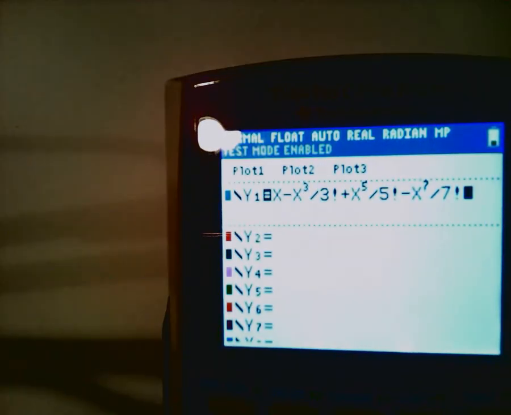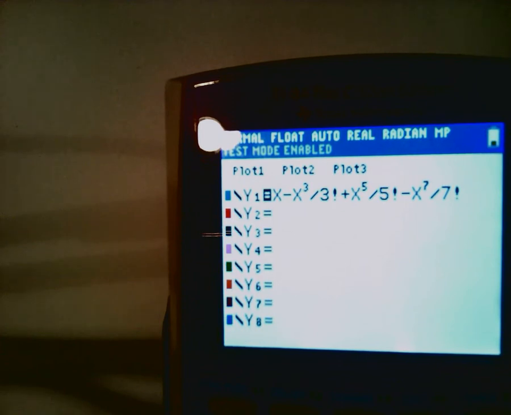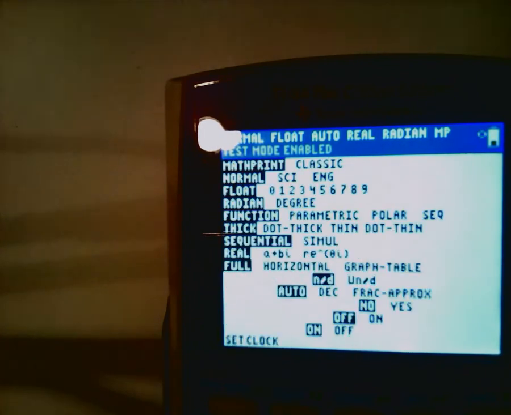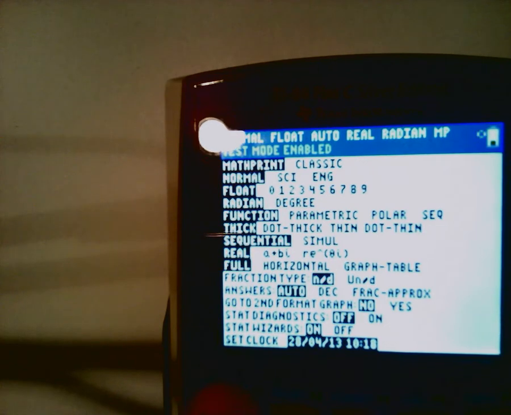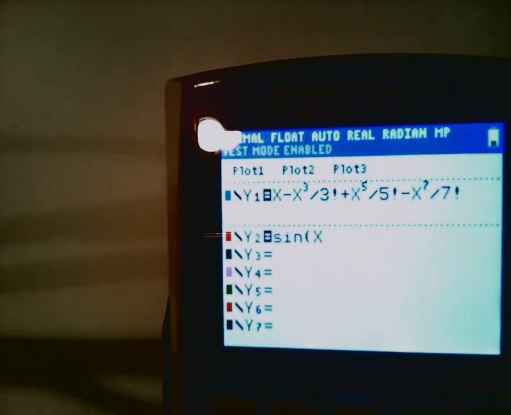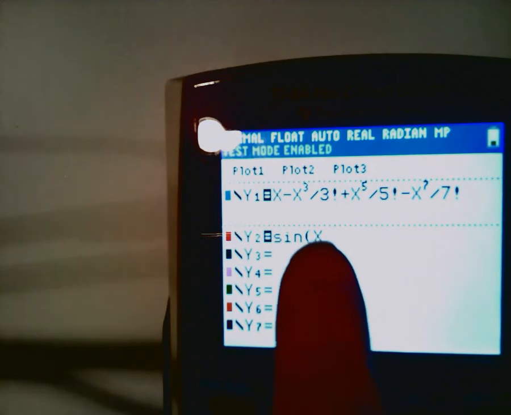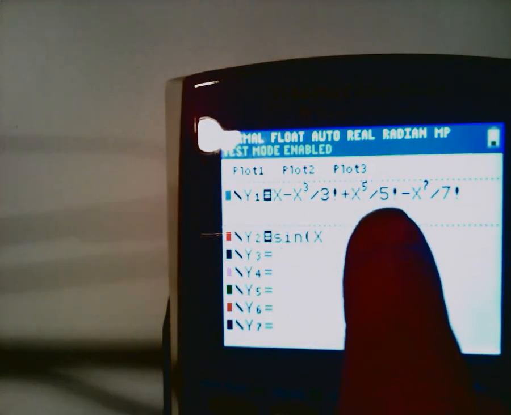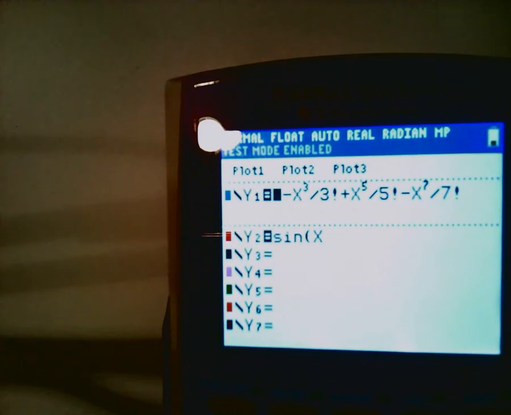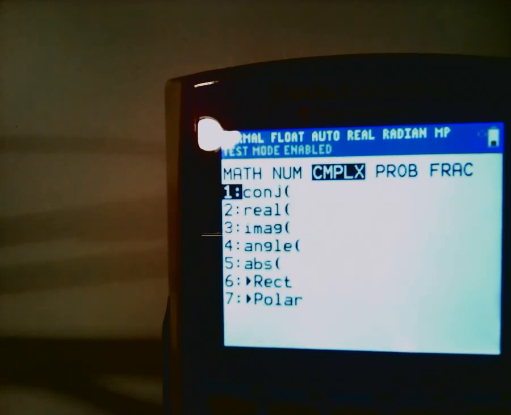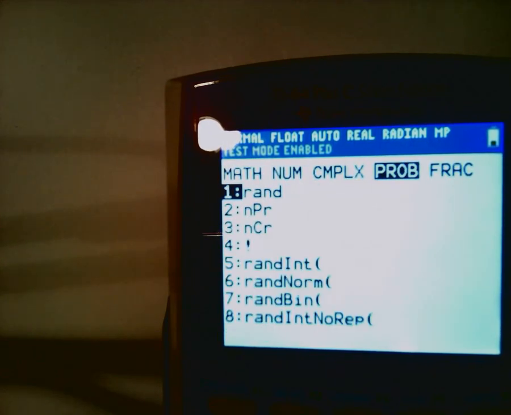Okay, so for instance, with sine x, let me make sure I'm in the right mode. Okay, the Taylor polynomial or Maclaurin polynomial that goes with that, which we learned in the last video, is x minus x cubed over 3 factorial plus x to the 5th over 5 factorial minus x to the 7th over 7 factorial. And just FYI, for factorial, hit the button math, then over to PRB, the probability menu, and option number 4 is the exclamation point.